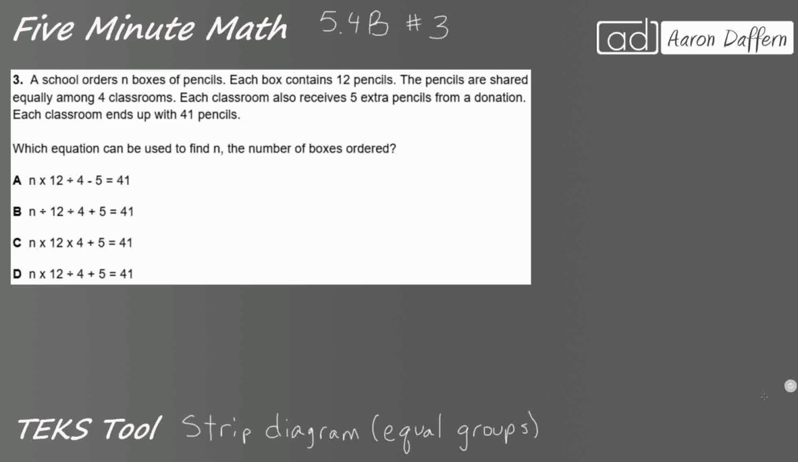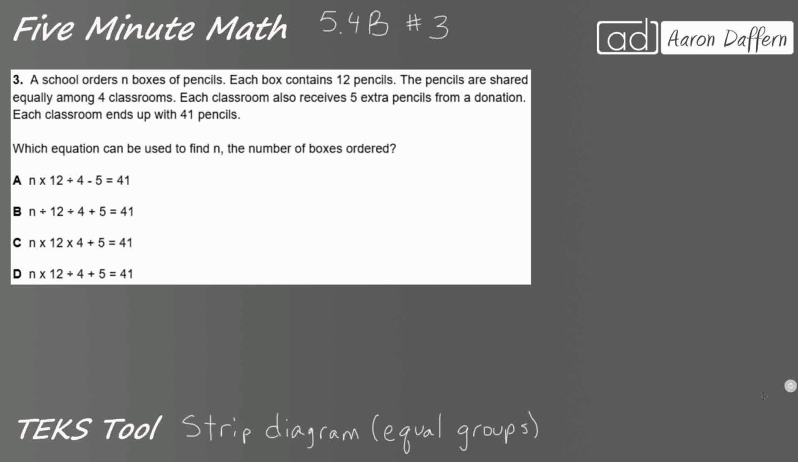Today we are looking at the TEKS tool strip diagram. We are working with equal groups with a problem related to TEKS 5.4b, and we will solve it in 5 minutes or less. If you haven't done so already, please go ahead and take a moment to pause the video, work this problem out on your own, unpause it, and we will look at our answers together.